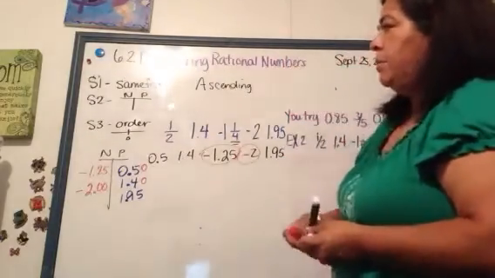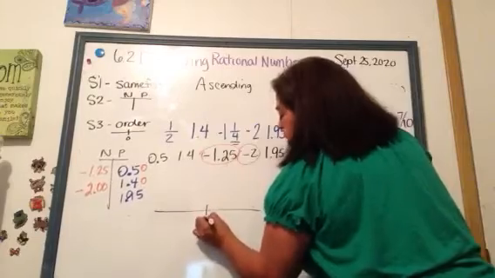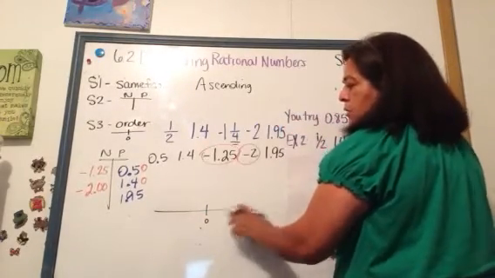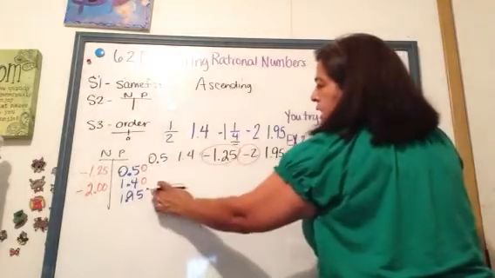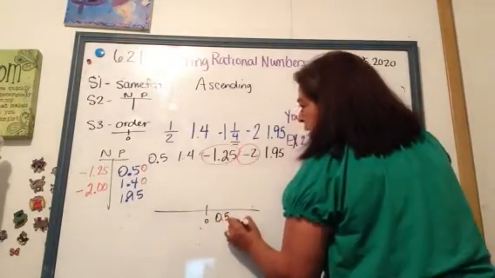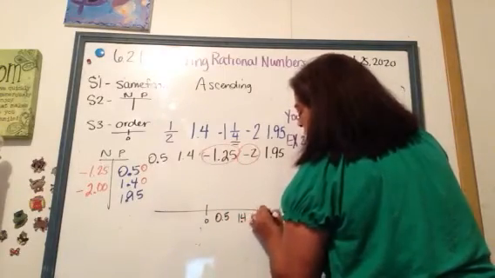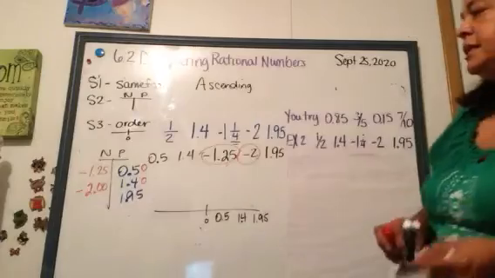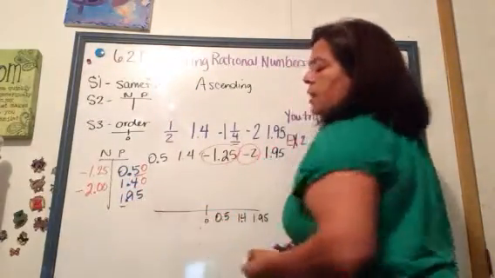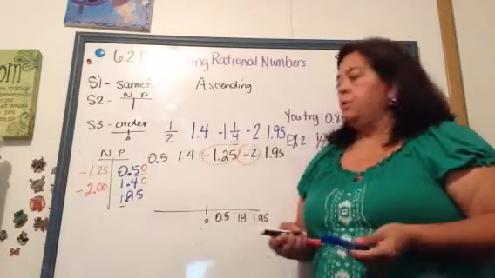So now I'm ready to put them on a number line and order them. So draw my number line, put a 0. And I'm going to start with the positives first. So which one is closer to 0? Which one is less than? This is 5/10, 1 4/10, 1 95 hundredths. So it is increasing because this is 50 cents, this is $1.40, and this is $1.95. If you think of it in terms of money, it's really easy to think about the order.